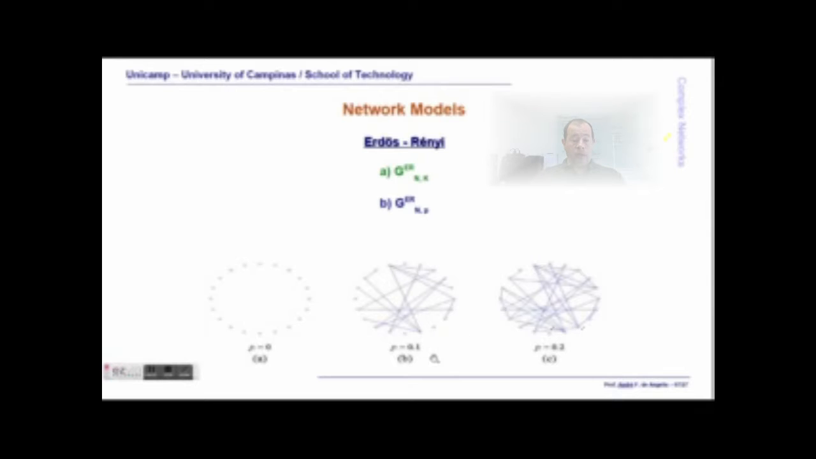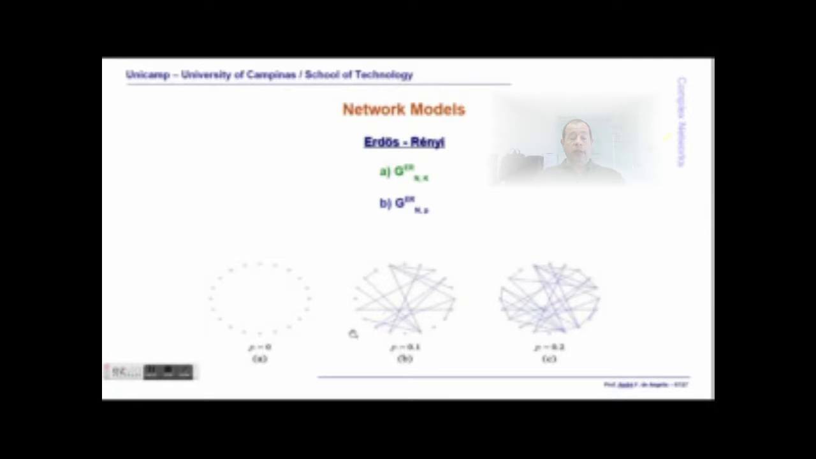In the middle of the screen, we can see a sparsely connected network. The probability is about 1/10. It means that each node is connected with its neighbors with 1/10 of a probability. And the last picture shows a slightly more dense network where the probability is 0.2.